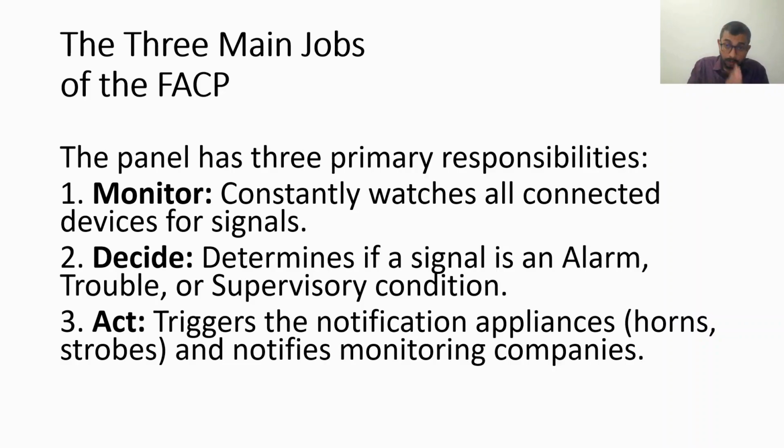One more point regarding the last job is that when a signal is received, there is an additional feature where the signals received by the fire alarm control panel can be notified to the monitoring companies. We will explore these monitoring companies in another episode, where we'll be discussing that in detail. But for now, we will stick to the three jobs. That is, one is to monitor, then we have decide, and then we have act. These are the three main jobs of the fire alarm control panel.